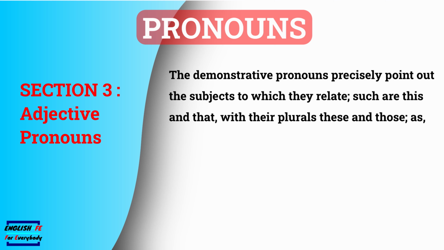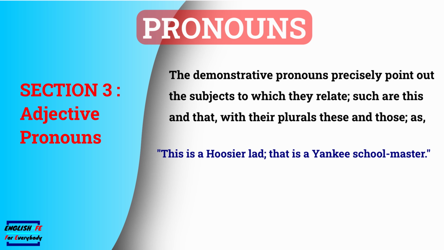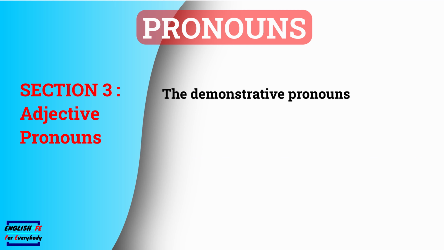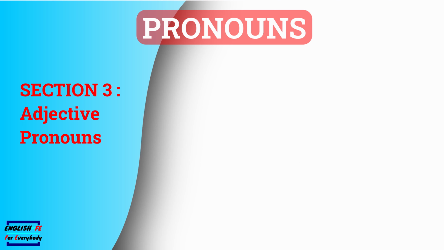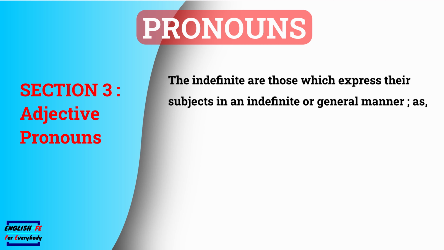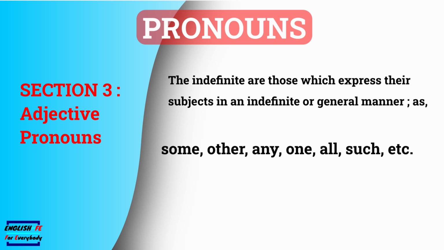The demonstrative pronouns precisely point out the subjects to which they relate. Such are this and that, with their plurals these and those, as this is a Hoosier lad, that is a Yankee schoolmaster. This refers to the nearest person or thing, and to the latter or last mentioned; that to the most distant, and to the former or first mentioned; as, this is a man, that is a nondescript. The indefinite are those which express their subjects in an indefinite or general manner, as some, other, any, one, all, such, etc.